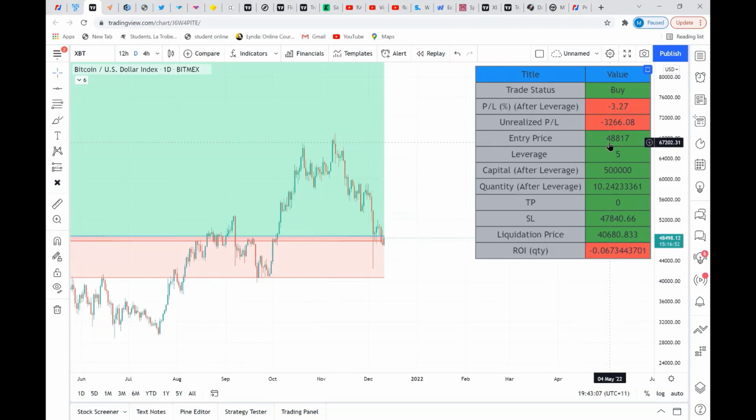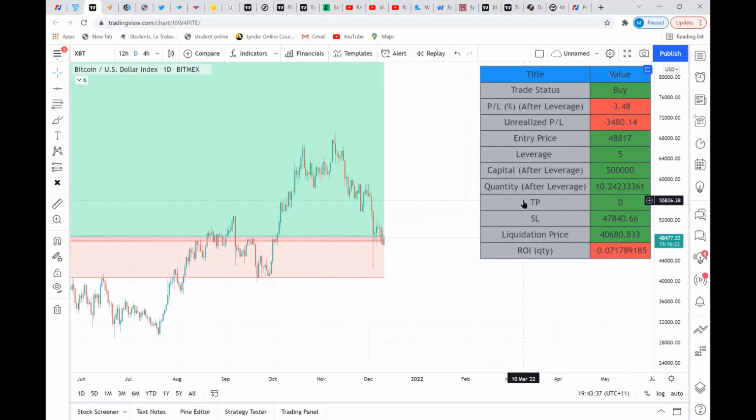Entry price, obviously 48,817. Leverage, 5x leverage. Capital after leverage, the $100,000 of capital that we had in this trade with 5x leverage is $500,000. Quantity is 10.24 Bitcoin in this trade right now. The take profit, we have nothing entered right now because we have entered no take profit into this trade. If we were starting to move up into profit, I would kill the stop loss and I would revert to a take profit in this trade.